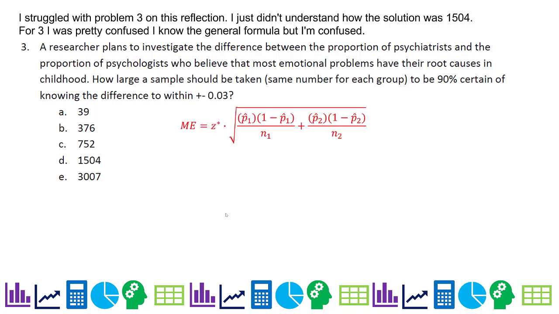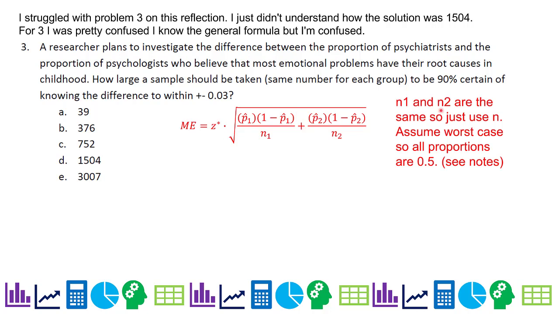So this is the formula. We're doing a difference of two proportions. Margin of error equals your critical value times your standard error. Okay, looks ugly, doesn't it? But they did say same size sample, so n1 and n2 are the same, so just use n.